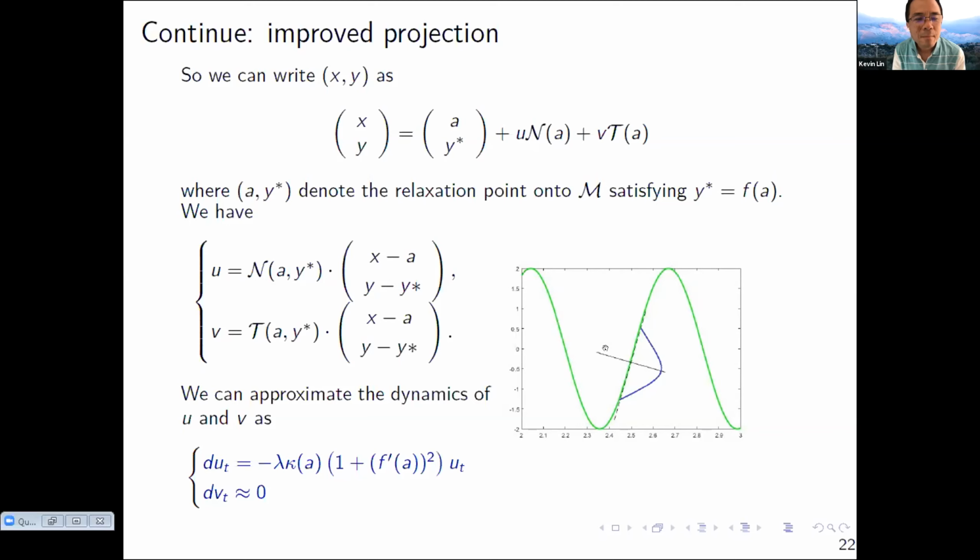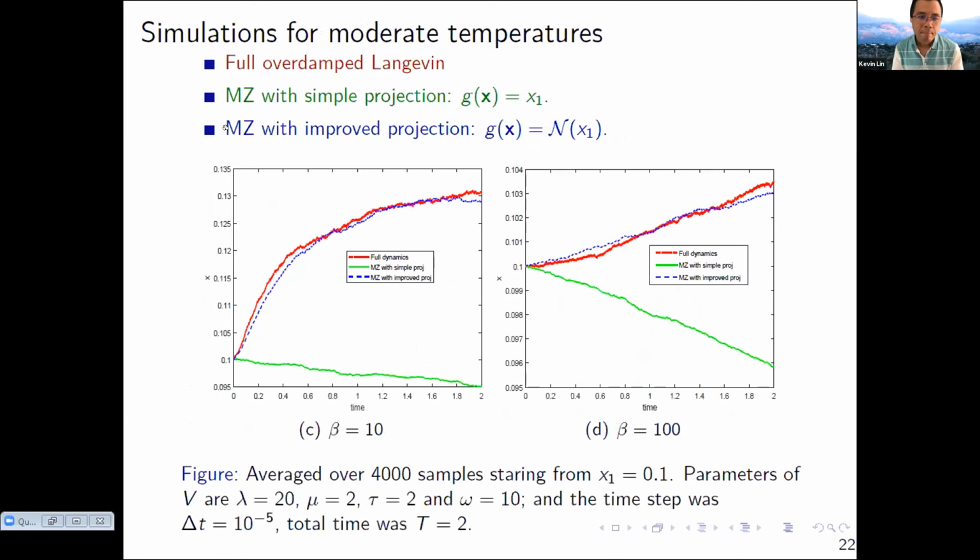And graphically speaking, this green line is our slow manifold, and our true dynamics is oscillatory along the slow manifold. And we can assume that this oscillation obeys a Gaussian, a normal distribution. And under these assumptions, we can obtain an improved asymptotic spatial analysis. And then we can compare full MD with Zwanzig with simple projection and Zwanzig with improved projection in these two examples.